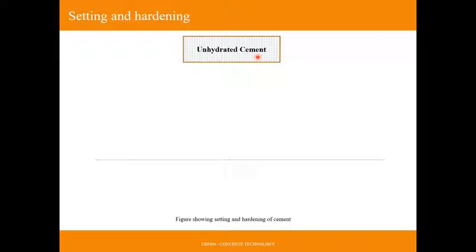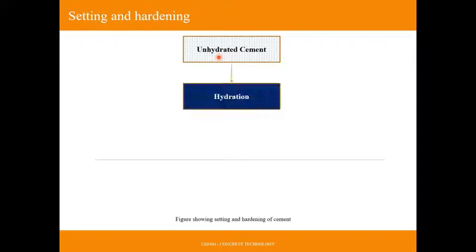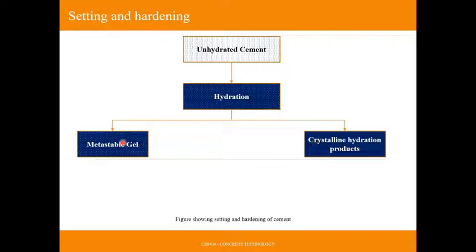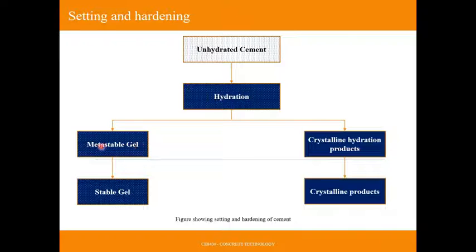Unhydrated cement, that is before adding water to the cement, does not have any binding properties. After addition of water, the hydration takes place. The hydration results in the formation of crystalline hydration products and then metastable gels. These metastable gels in the course of time will form a stable gel and then they form some crystalline products.